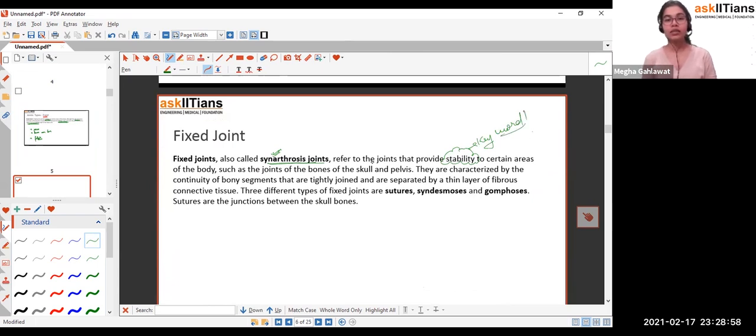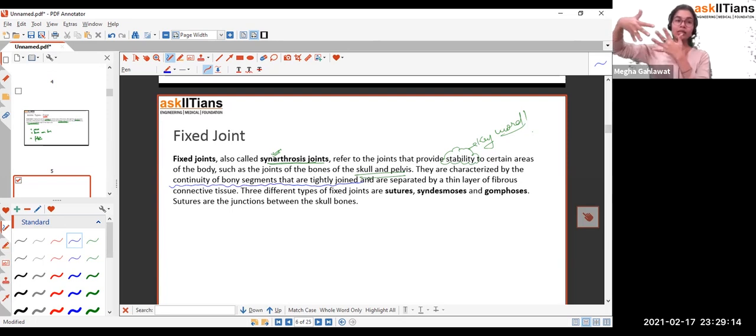Apart from that, skull and pelvis, I have already told you. The important thing is that they have the continuity of the bone segments. Continuity of the bone segments means that one bone is just fixed into another bone like this.